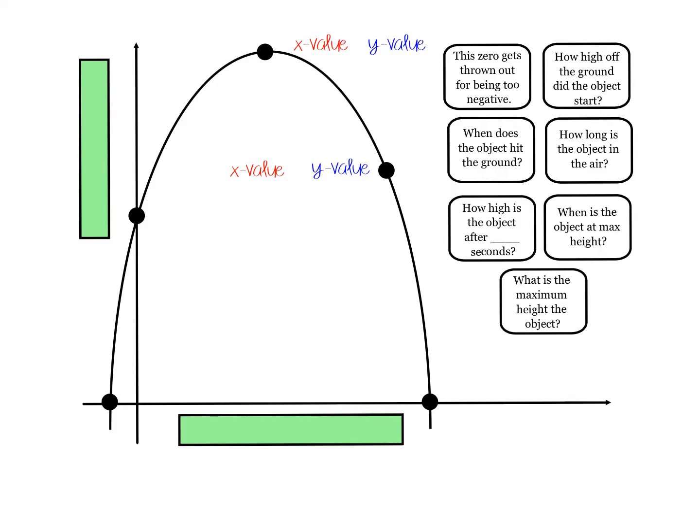So for instance, this one right here, what is the maximum height of the object? Whenever I hear maximum, I always think vertex. So we're talking about the vertex, up here. But is the maximum height going to be the x value or the y value? Well, if time is on the x-axis and height is on the y-axis, then this question is going to be associated with the y value. All right, so go ahead and see if you can find where these other questions will go.